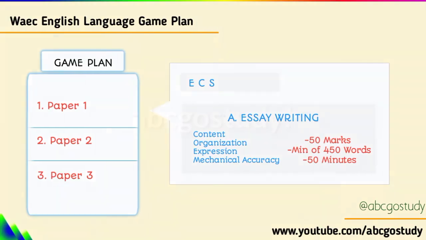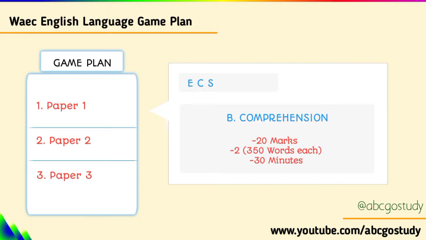Moving to section B of paper 1, we will have comprehension. Here you will be required to use 50 minutes to go through two passages. Each of these two passages would have about 300 words. You'll be expected to do them within 50 minutes. So just make sure you go through the comprehension well, so that you can find appropriate equivalents of the selected words and phrases.